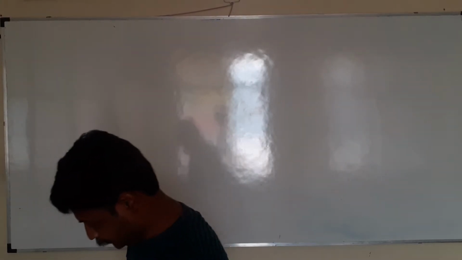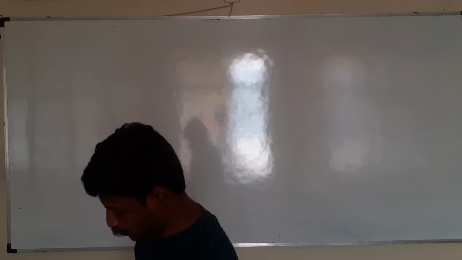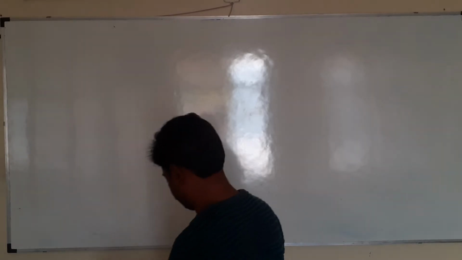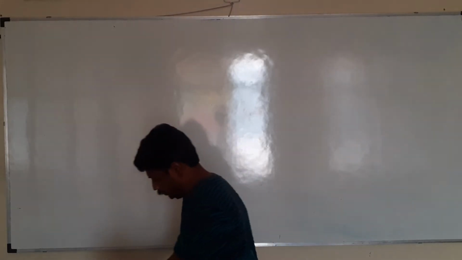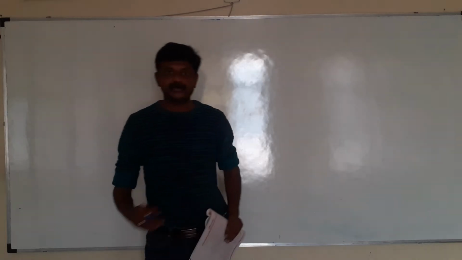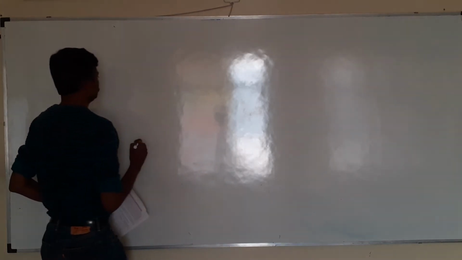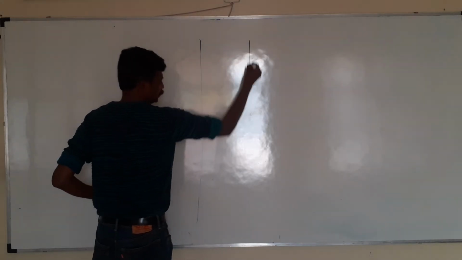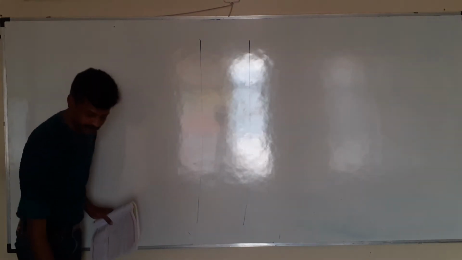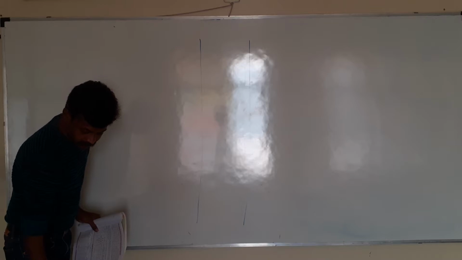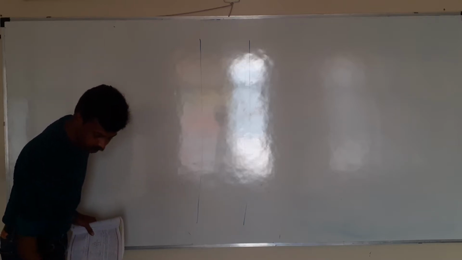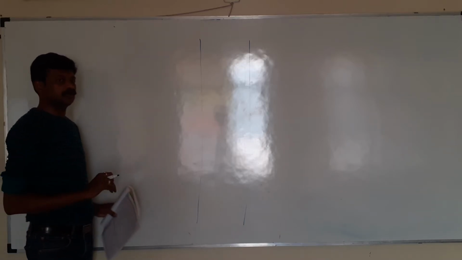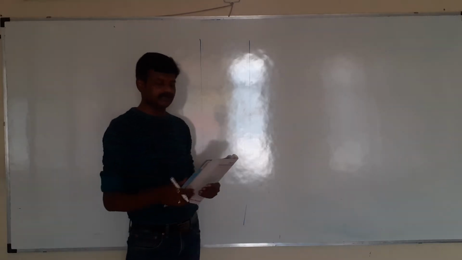Let's continue with our topic. In the previous video, we have seen cumulative frequency. Two types of cumulative frequencies are there: less than or equal to type, and more than type. Just go through again. What is this less than or equal to type cumulative frequency and more than type cumulative frequency?